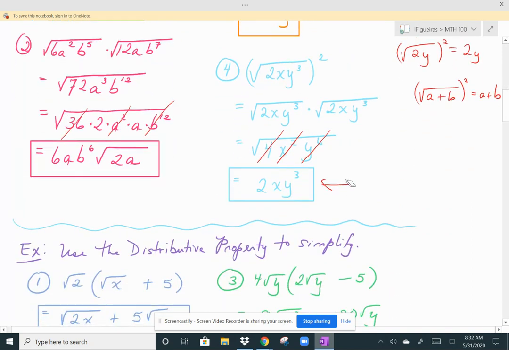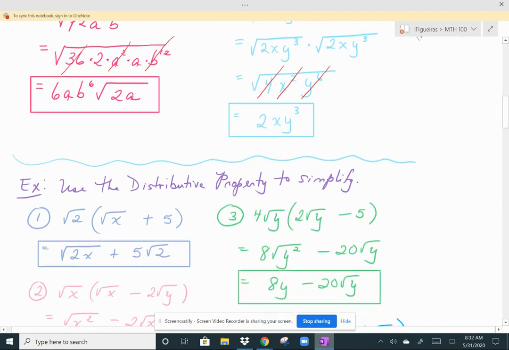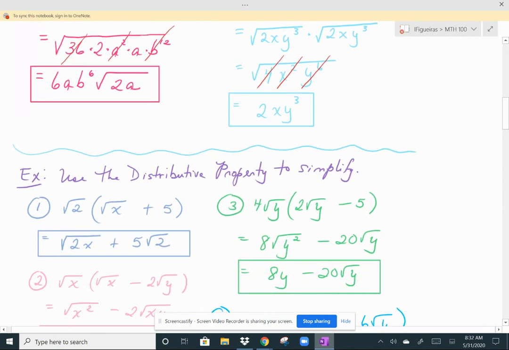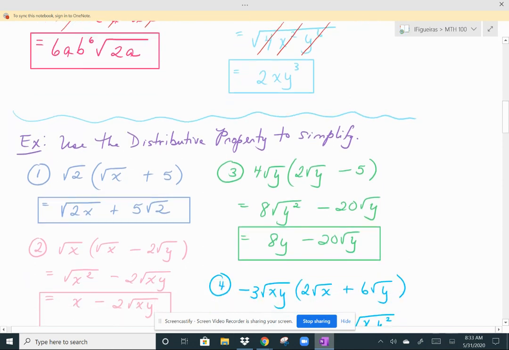Okay, so in these next examples, we're still multiplying, but this time you're going to be multiplying a radical expression times 2 or more radical expressions, so we have to distribute. Remember, with the distributive property, you just multiply across whatever is inside the binomial or trinomial. So here I have the square root of 2 times the square root of x.